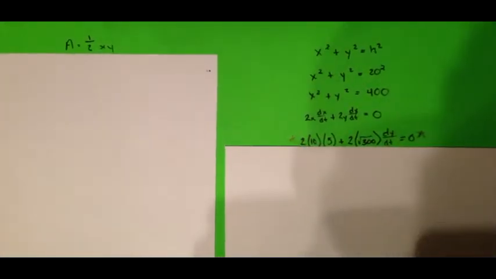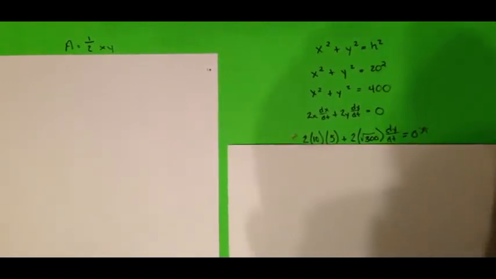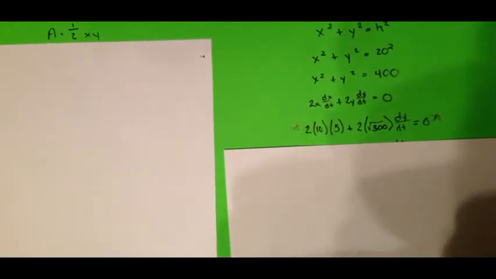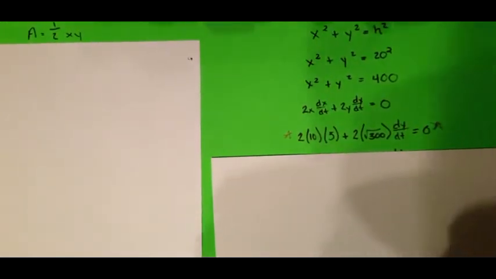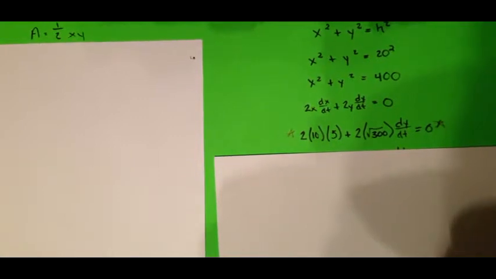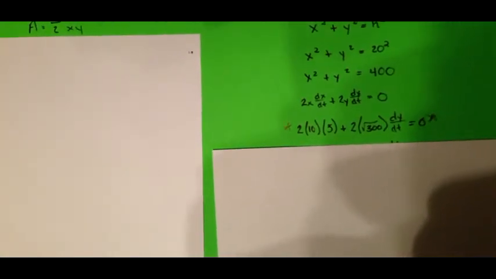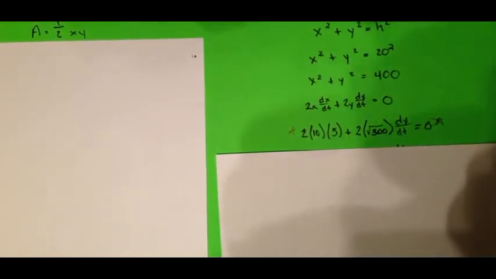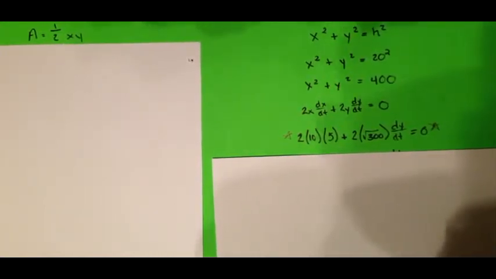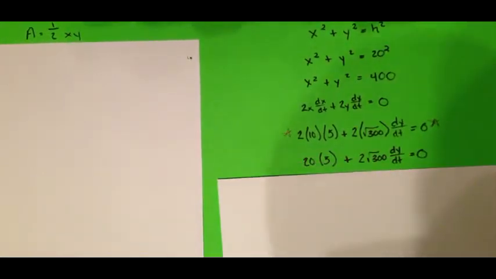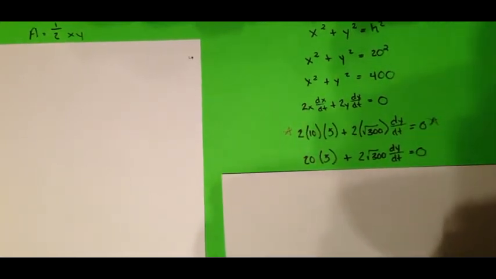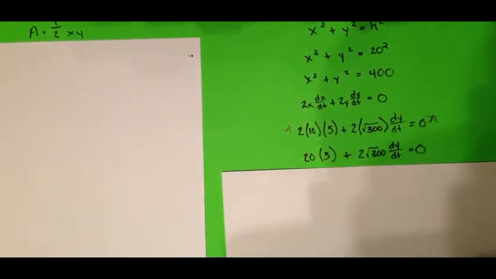So now that we have this, we're on our way to isolating dy over dt. We go ahead and plug in all our outside numbers. We get 2 times 10 times 5, which are x being 10 and the rate of change dx over dt being 5. And then we get 2 times y, which was root 300, is what we just found, times dy over dt equals 0. At this point, we're going to start combining terms. So we get 20 times 5 plus 2 root 300 dy over dt equals 0.